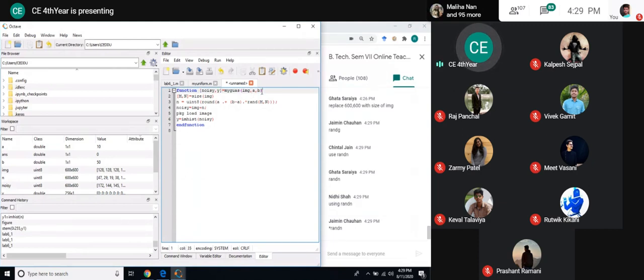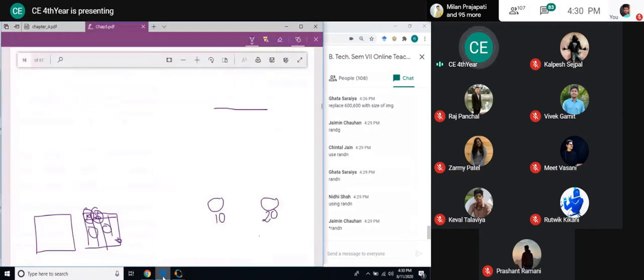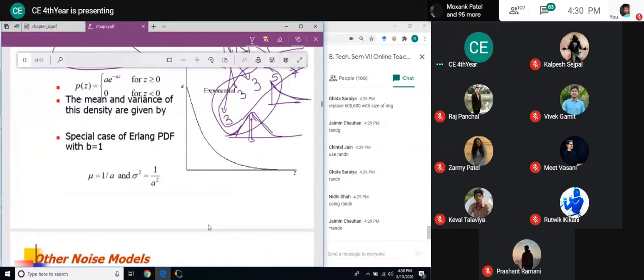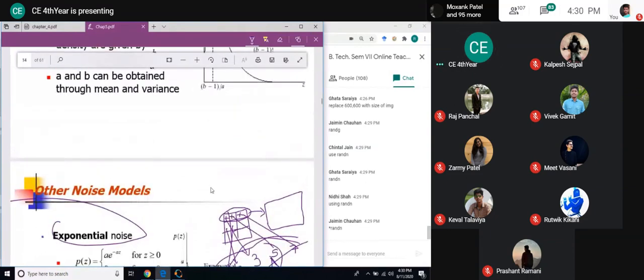Input will be the image, but A and B are not required there. So check for randn. For the Gaussian, what are the parameters? Are they A and B? Check your image. This is for uniform noise, I need two parameters, A and B. For Gaussian, what are the parameters?